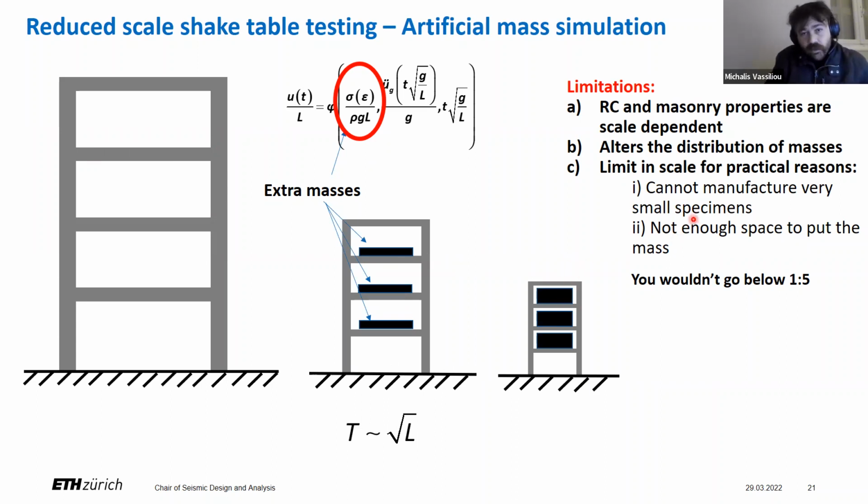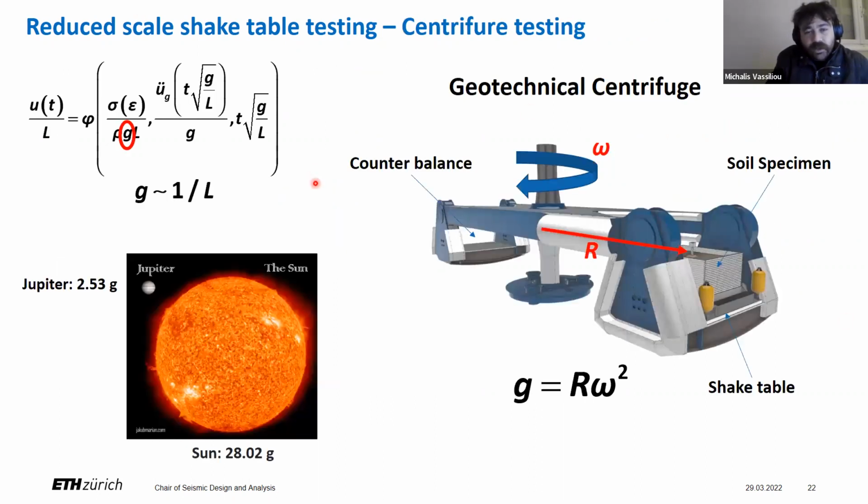That's one thing when you go to very small scales. And the second is you cannot really manufacture the small specimens. Like if you go, for example, to 1:30 or 1:40, this is reinforced concrete, the aggregate becomes sand. Okay, you can solve this, but the rebars become wire. So it's not really easy to manufacture. Anyways, this is what the structural engineers do. The geotechs do something else.